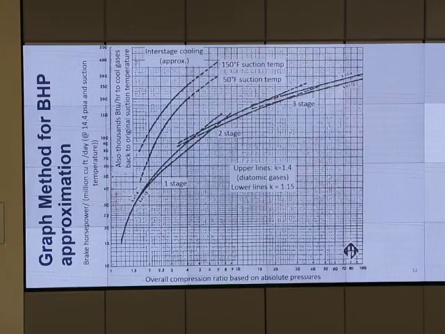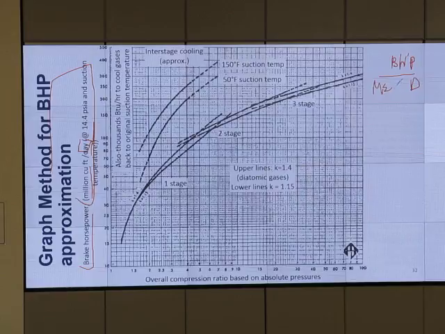Okay, this graph tells you 2 things. We have brake horsepower per million cubic feet per day. So you have BHP on the top part divided by MMSCFD, so the day is in the denominator. So this tells you how many million cubic feet per day. Million cubic feet per day.